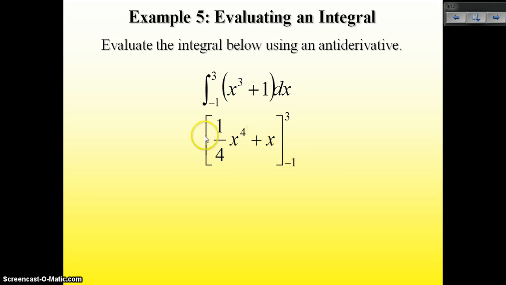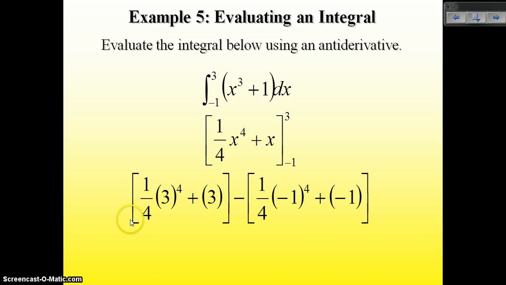Now, here's my antiderivative. I will now plug in 3 into each of these, and I'll plug in -1. So there's my 3, 1/4 x to the 4th plus x right here. Same thing with -1. And henceforth, it's just a matter of simplifying all that. 93 over 4 plus 3 over 4 gives me 96 over 4, which is 24. If you want to verify that with your calculator, go right ahead. If you punch this into your calculator, it will give you an answer of 24.